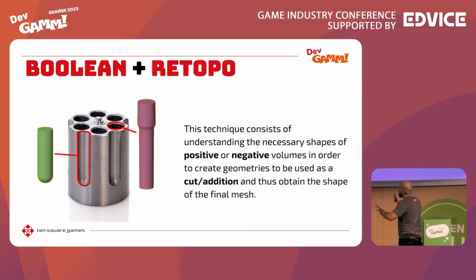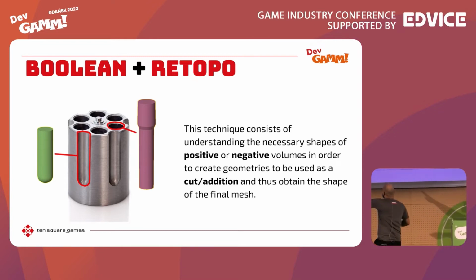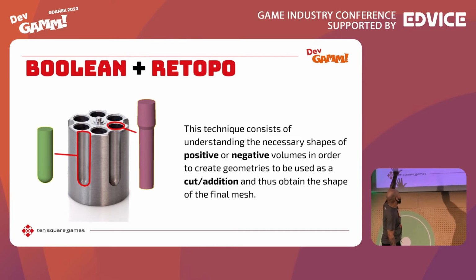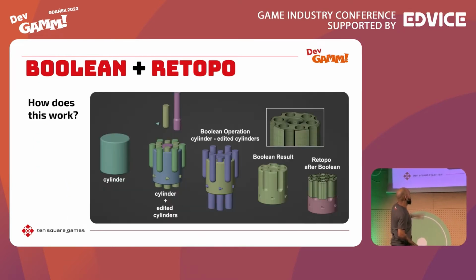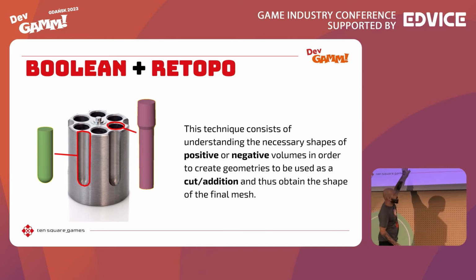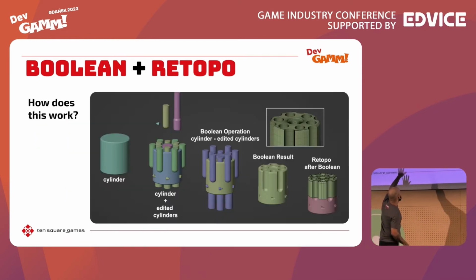Okay, so for the first one, how does this work? I have the shape that I want to achieve, then I try to understand the shapes and the forms. So I use the Boolean technique to cut the overall shape and get very quickly to the final shape that I want. So let me explain better. I have the cylinder, which is the overall shape, right? So with this, I can start modeling.